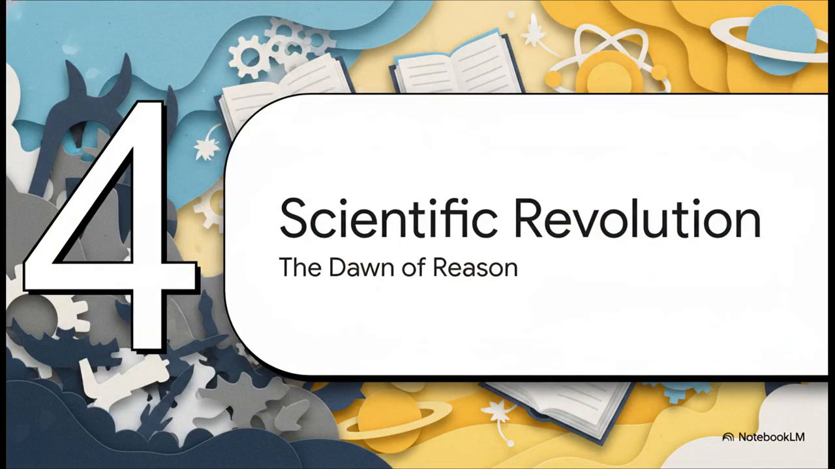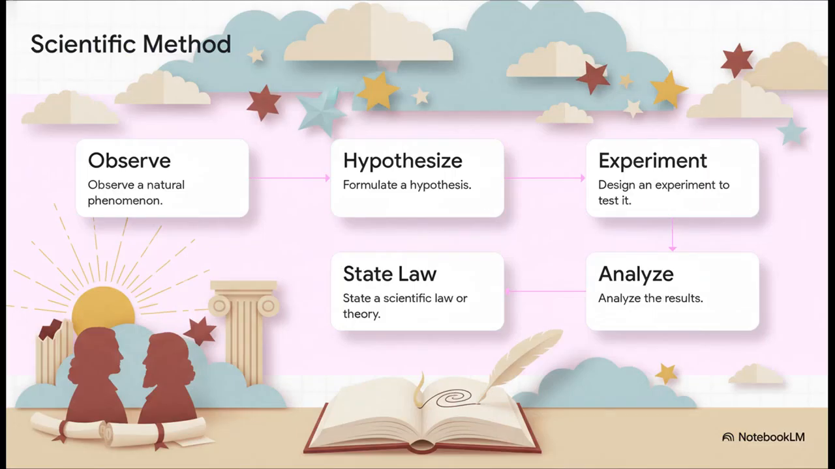Chapter 4, The Scientific Revolution, The Dawn of Reason. Thinkers of the 17th century, like Francis Bacon and René Descartes, completely rejected the old ways of blindly adhering to classical texts or unquestioned church authority. Instead, they decided to bring order to a chaotic universe by systemizing a highly structured approach, the scientific method. It's a beautifully logical progression. You observe a phenomenon, you formulate a hypothesis, you design an experiment, analyze the results, and boom, you state a universal scientific law. It seems so basic to us now, right? But at the time, this structured demand for actual proof was entirely revolutionary.